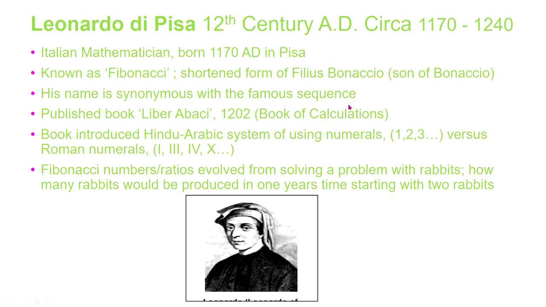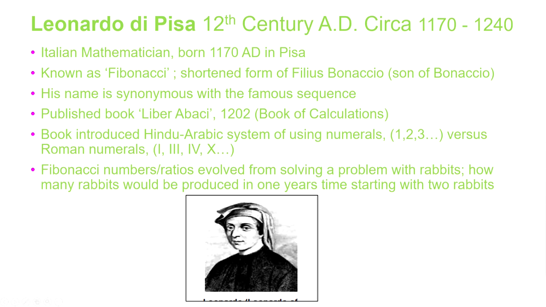But Leonardo de Pisa had published his book, Liber Abaci, the book of calculations, and really what it gave us was a different use of mathematics of numbers. So he introduced the numbers that we use, 1 2 3 4 5 6 7 8 9 10, etc., versus Roman numerals. As you can imagine, the Roman numerals were rather limited.